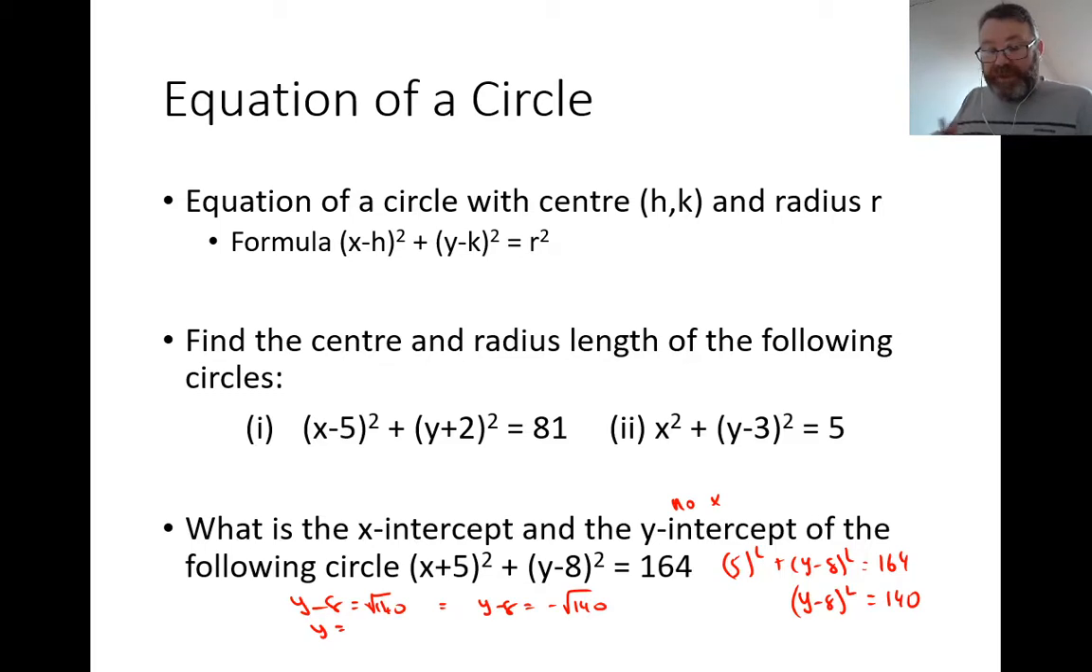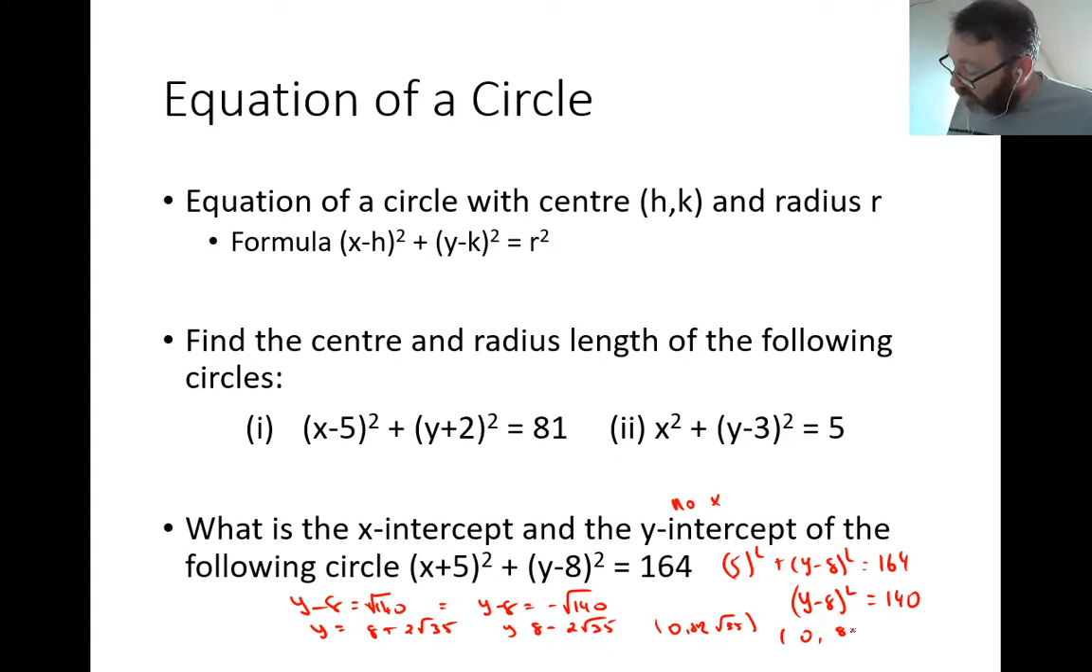And that comes out as 8 plus 2 root 35. And here you're going to get the negative square root of 140, and you're going to add on 8 again. And that's going to come out now as 8 minus 2 times root 35. So they happen to be your y-intercepts, which means the points will be (0, 8 plus 2 root 35), and then the second one will be (0, 8 minus 2 root 35).